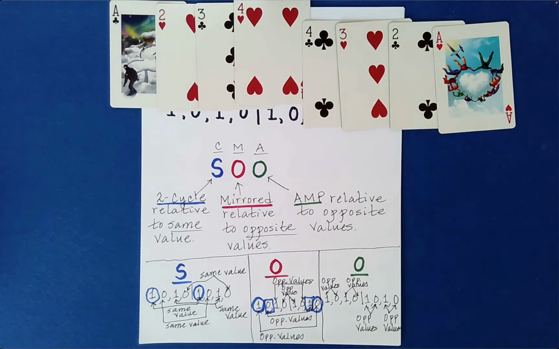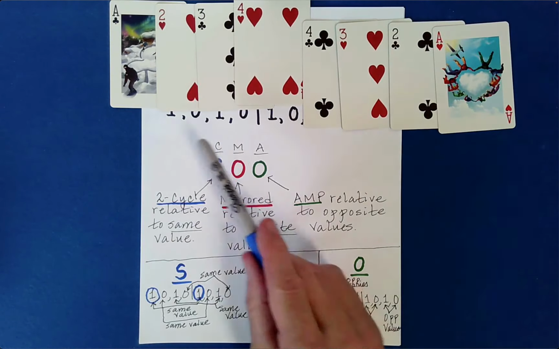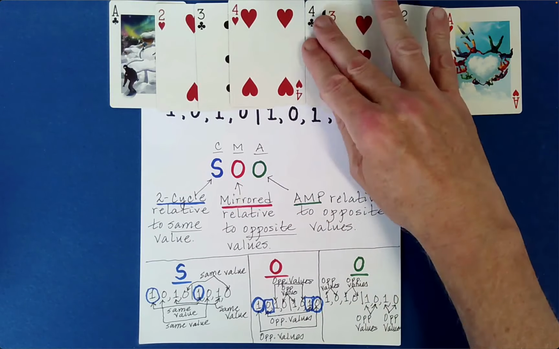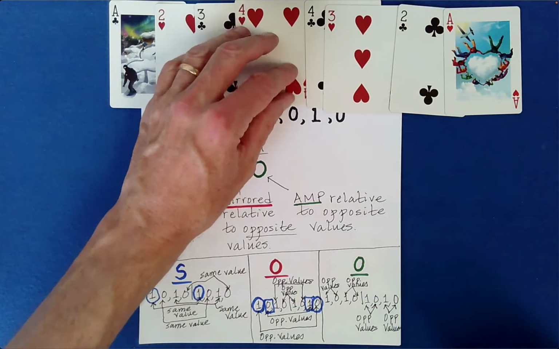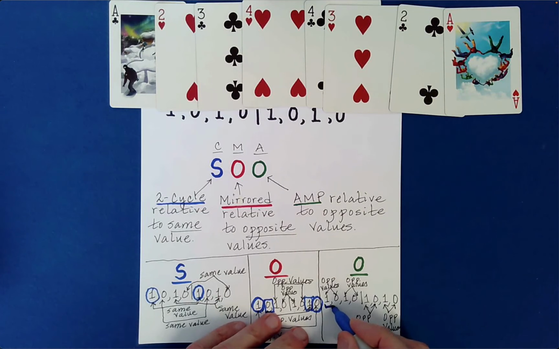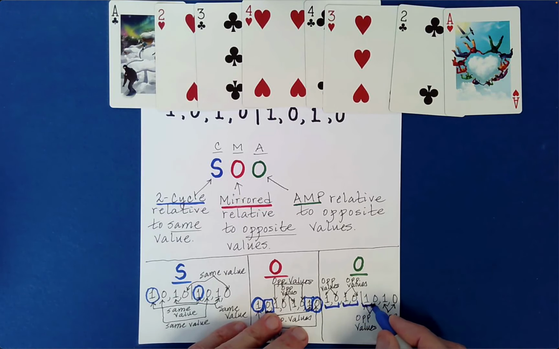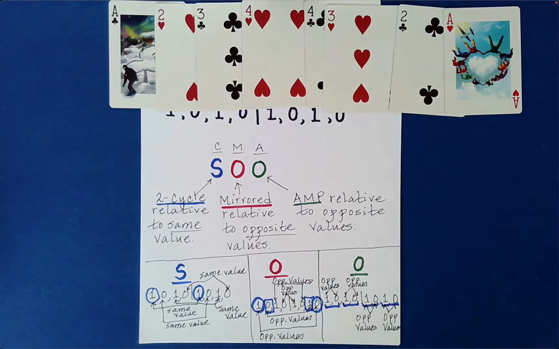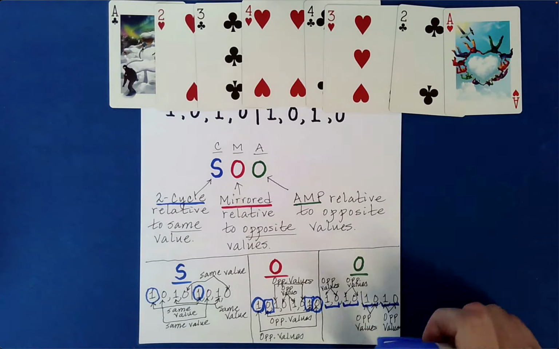And then finally, why is this an AMP relative to the opposite color or opposite value? Well, here what you do is you just take things in pairs, you remember that? You just pair these together and look at them and go, are those the same value or different values? Well, they're different here. They're opposite values. Opposite, opposite, opposite. Okay? And so that's what we do to check for an AMP construction.